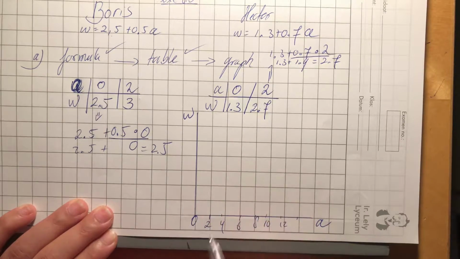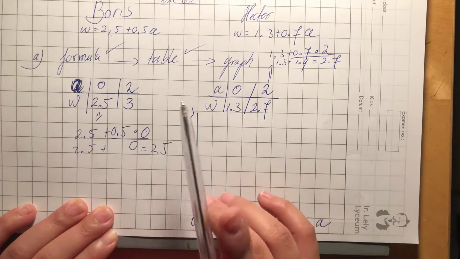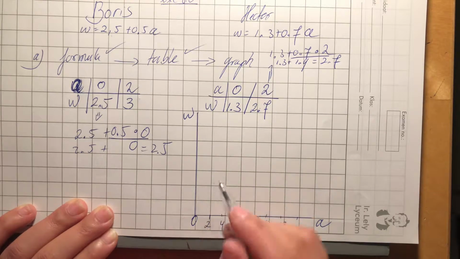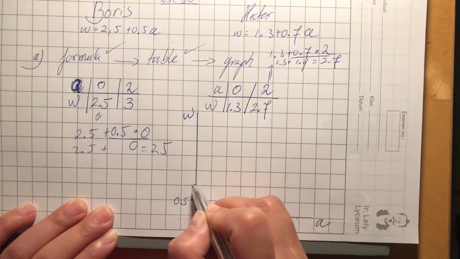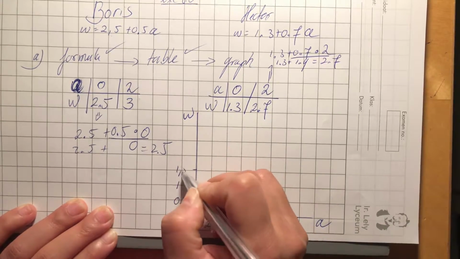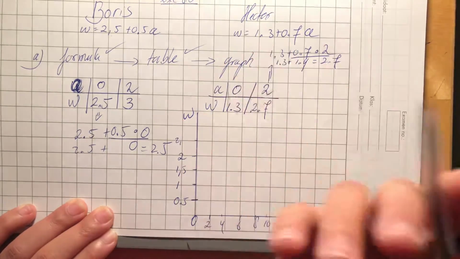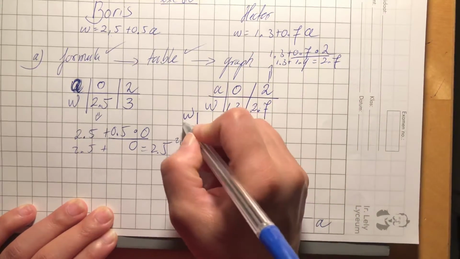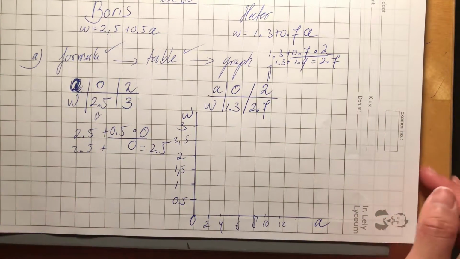Now, 0, let's look. These are small numbers. So what I'm going to do, I'm going to say, hey, every step is 0.5. Yeah, so that's what I choose. You can also choose steps of 1. It's fine. So always look at the small numbers. You cannot choose steps of 5 because that's going to be too much.